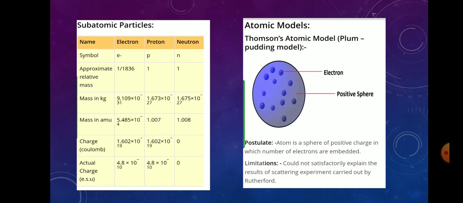Charge of electron in coulomb is 1.602 into 10 power minus 19 and of proton is 1.602 into 10 power minus 19, whereas of neutron it is 0. Actual charge of electron in esu is 4.8 into 10 power minus 10. Proton 4.8 into 10 power minus 10, whereas of neutron it is 0.